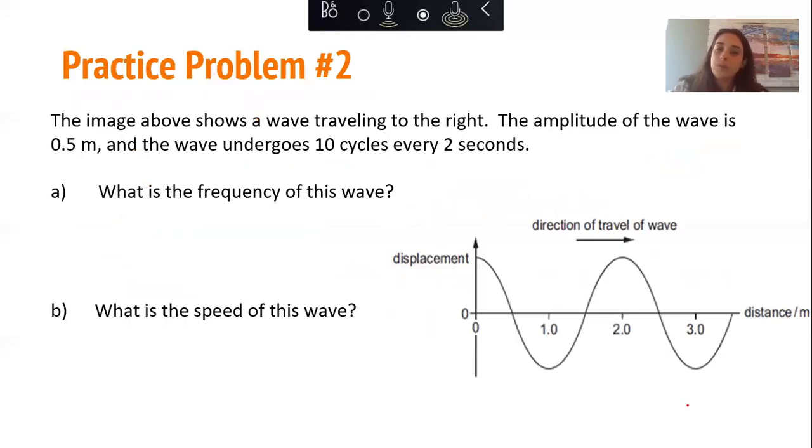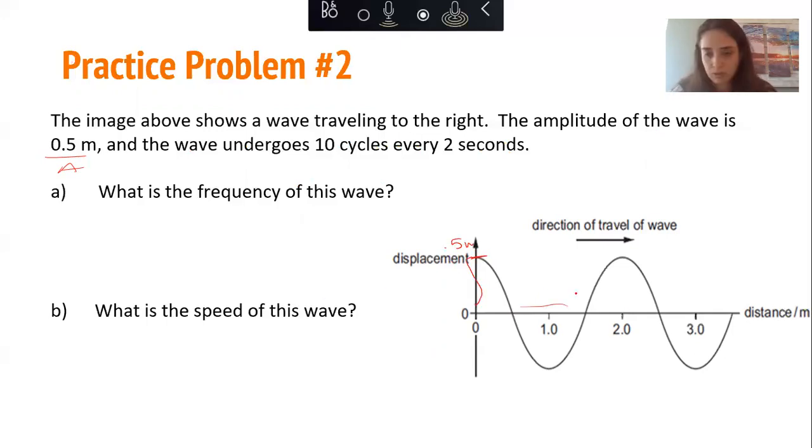So problem number 2 says the image below shows a wave traveling to the right. The amplitude of the wave is 0.5 and the wave goes 10 cycles every 2 seconds. What is the frequency of the wave and what is the speed of this wave? So first, let's annotate our problem. So here it's telling me that the amplitude of my wave is 0.5. And so I'm going to add that here to my graph. This distance here is 0.5 meters, this displacement.